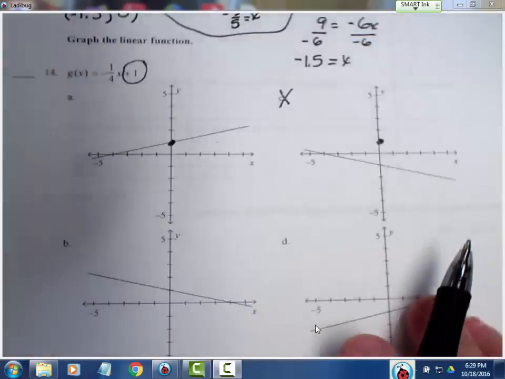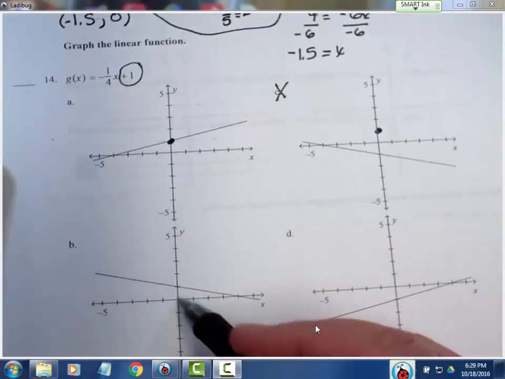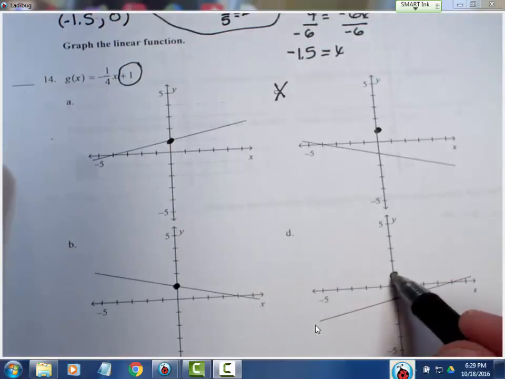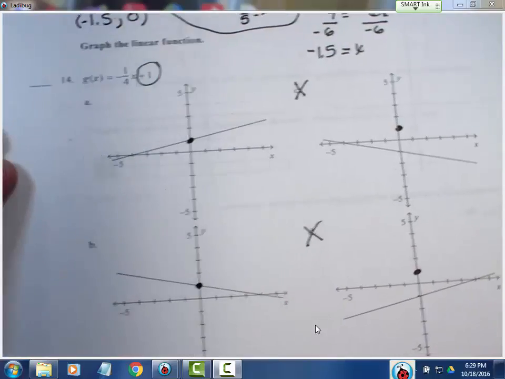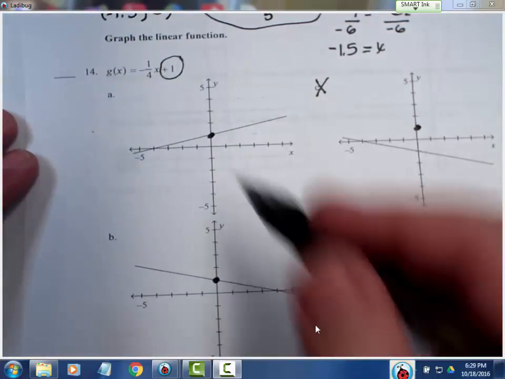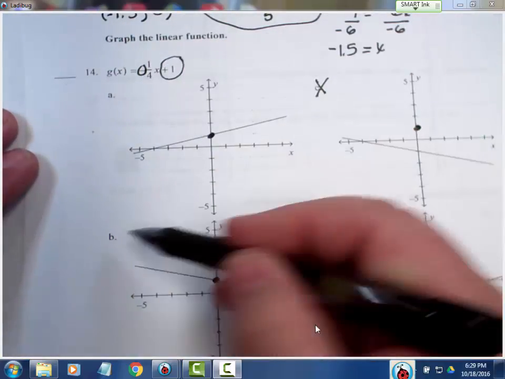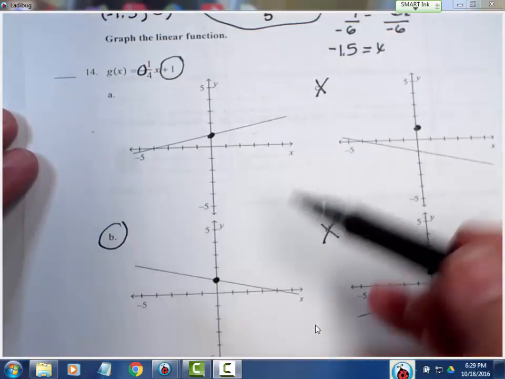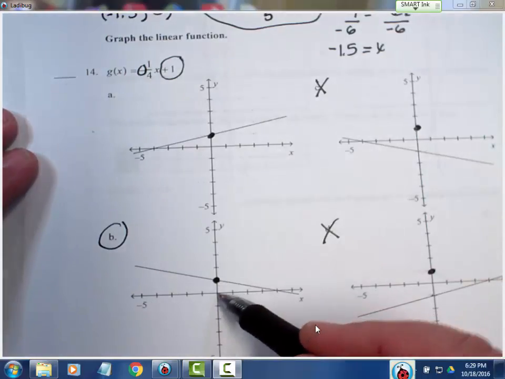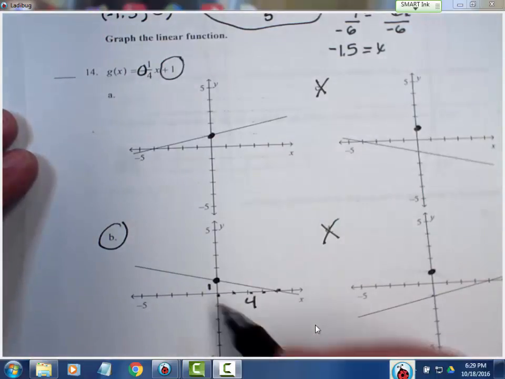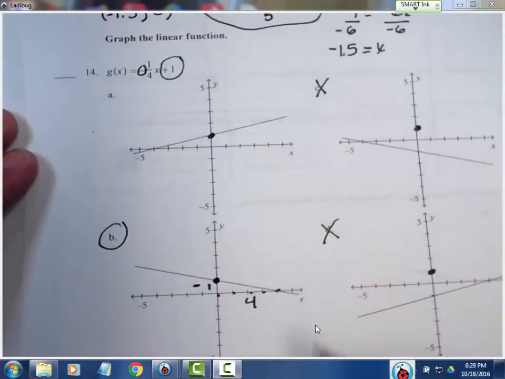Okay. B is at +1. D is not, because it's +1. So we're down to A and B as our choices. And then I look, this is a negative slope. Negative means it's going down, so B has to be my choice, but I can check that, right? Down 1 and over 1, 2, 3, 4. So 1 over 4, and it's down, which is a negative move.